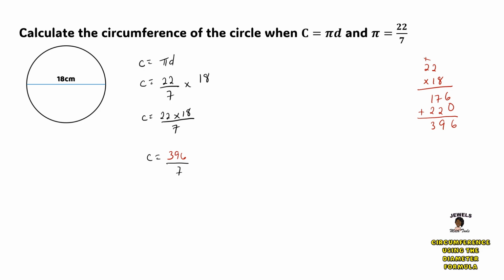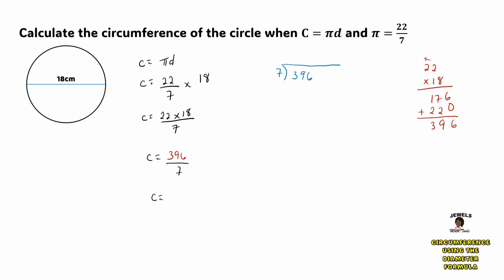So now to simplify our answer, we are going to dive into a little bit of a long division where we will be dividing our 7 into 396. Remember that because we are working with measurements, I will divide to 1 digit behind the decimal point just to get a more accurate answer.